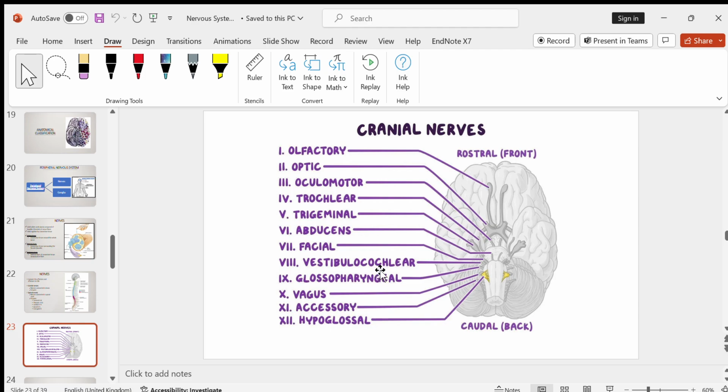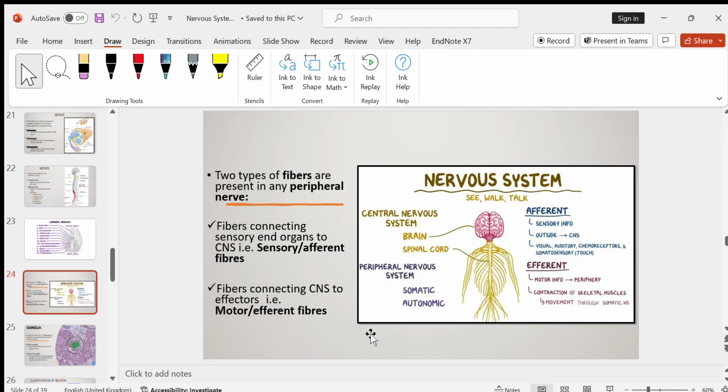Eighth is the vestibulocochlear nerve. Ninth is the glossopharyngeal nerve. 10th is the vagus nerve. 11th is the accessory nerve. And 12th and the last one is the hypoglossal nerve. Now the peripheral nerves have two parts. One is the afferent fibers that bring information in, and the other is the efferent fibers that take information out.